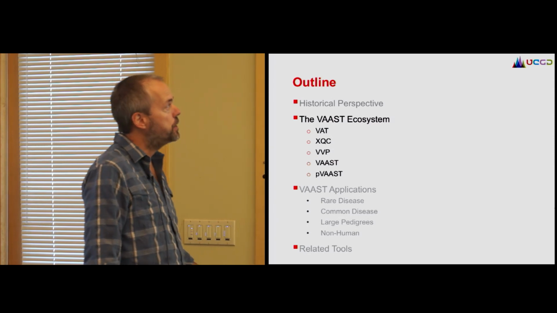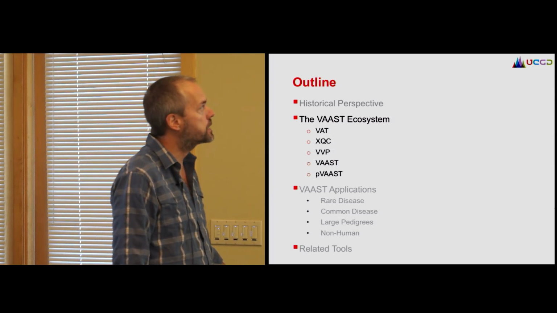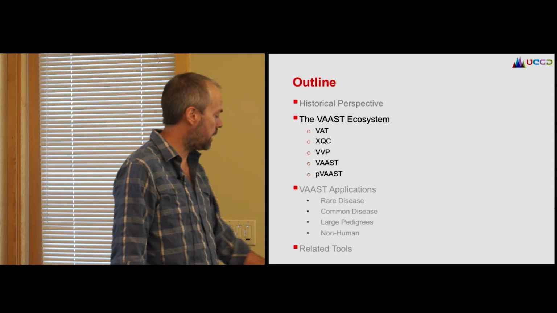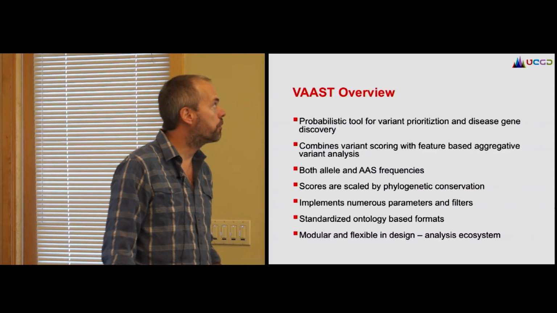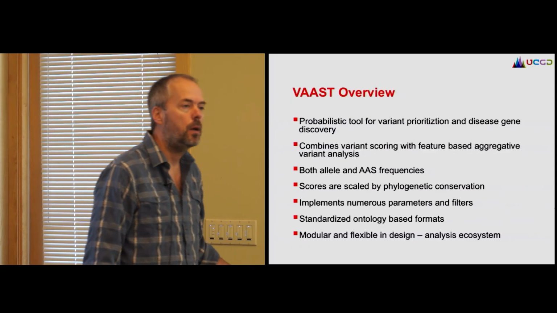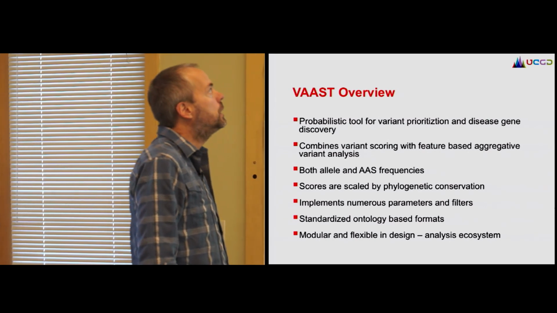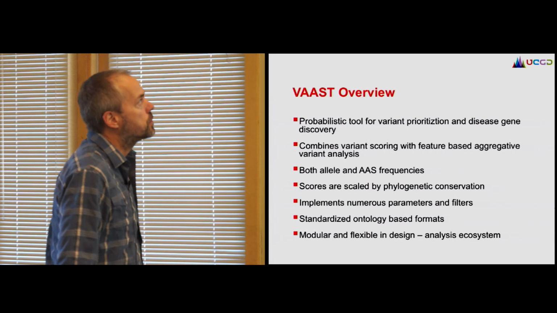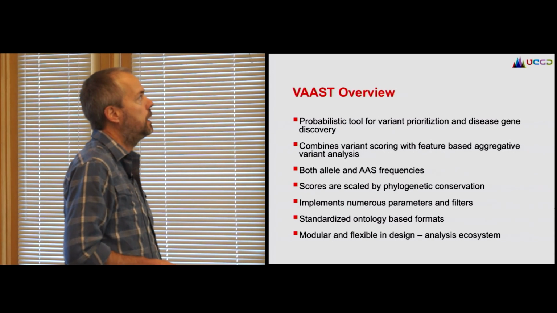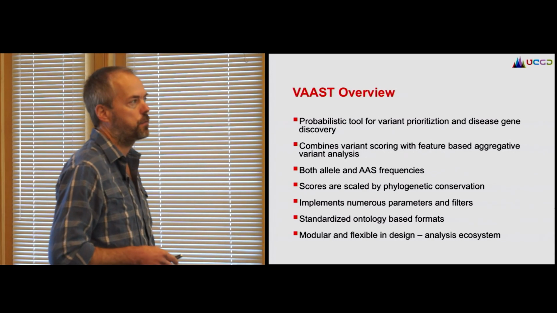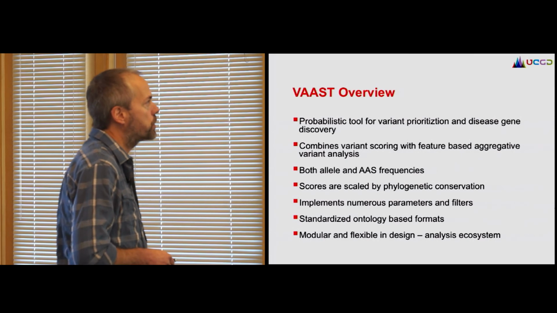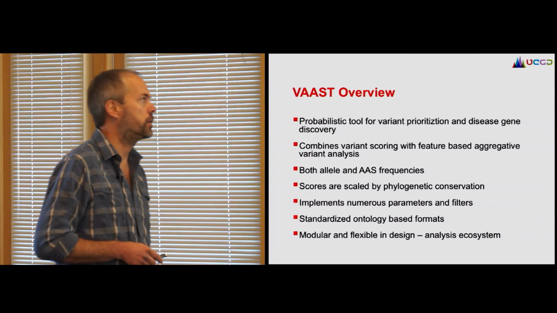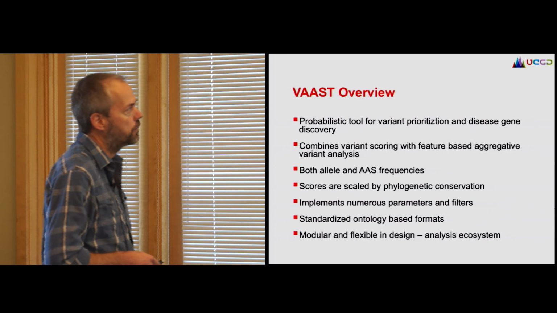That, XQC, VVP, VAAST, and PVAAST are all different parts of that. I won't discuss every one of those in detail, but I will hit on the major tools. So just as a broad overview to the prioritization tools in the package, VAAST and its various forms are probabilistic tools for variant prioritization and disease gene discovery.